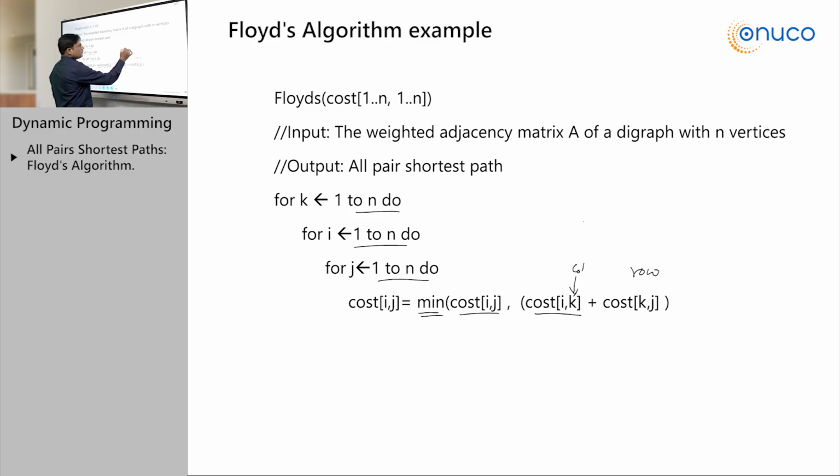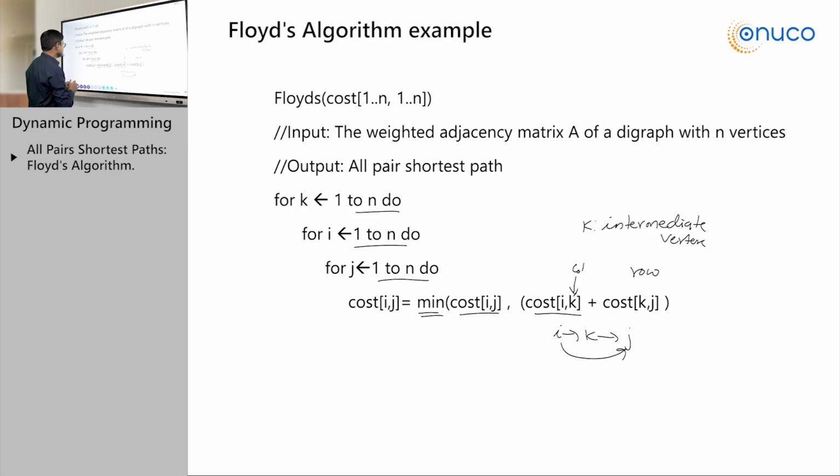Okay, so k is intermediate. In this particular case, what is k? K is the intermediate vertex. So ik and kj, i to k and k to j. Hence, there is a path from i to j, right? So if there is a path from i to k and there is a path from k to j, hence there is a path from i to j. So you are going to find this path if there is no direct path. And what is the minimum value among the first parameter and the second parameter? We are going to keep on updating these values.